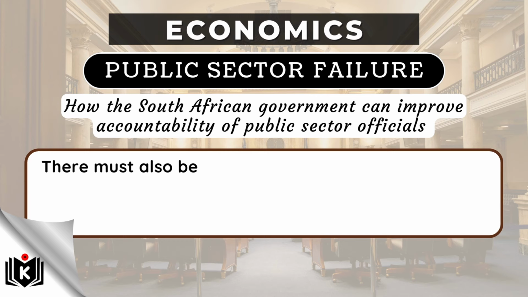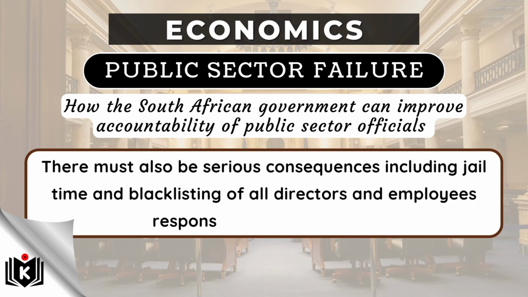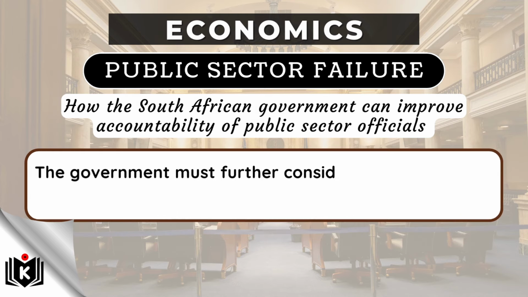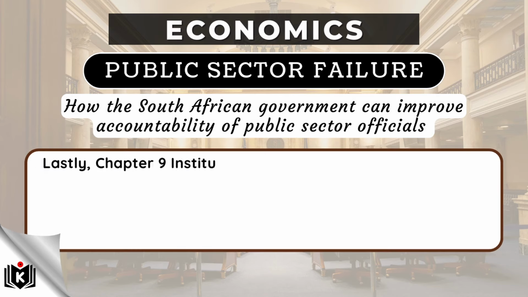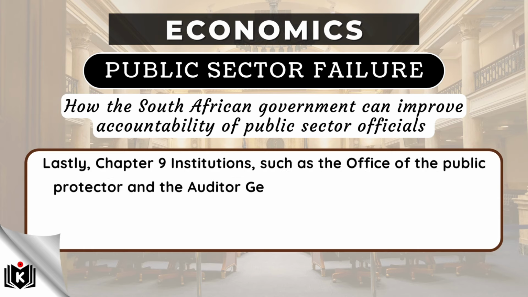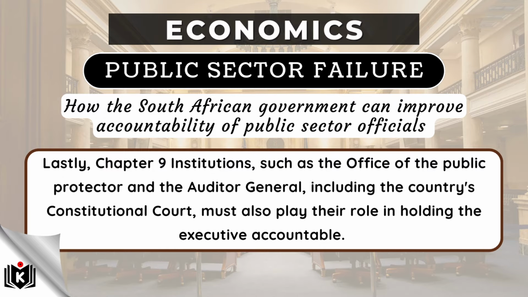There must also be serious consequences, including jail time and blacklisting of all directors and employees responsible for corruption. The government must further consider giving incentives to all individuals that report any case of corruption. Lastly, Chapter 9 institutions, such as the Office of the Public Protector and the Auditor General, including the country's constitutional court, must also play their role in holding the executive accountable.